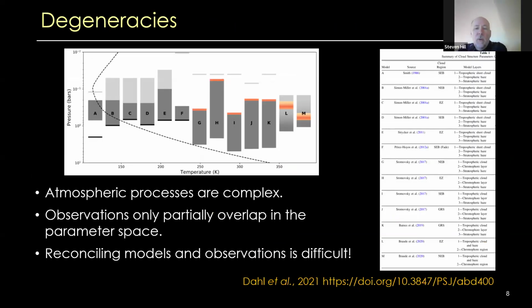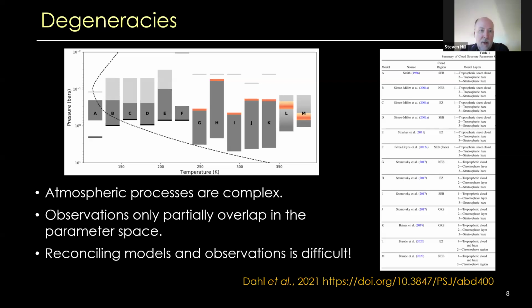So kind of in short, the atmospheric processes are very complex. The measurements are, in fact, rather challenging, and different kinds of observations only partially overlap in the parameter space. Some are sensing temperature, some are sensing ammonia, some are measuring aerosols, some are contaminated by aerosols. So it's a real challenge, and reconciling the models to observations is challenging.